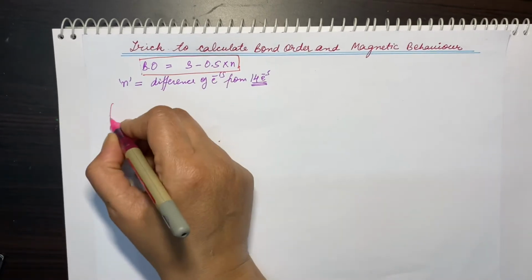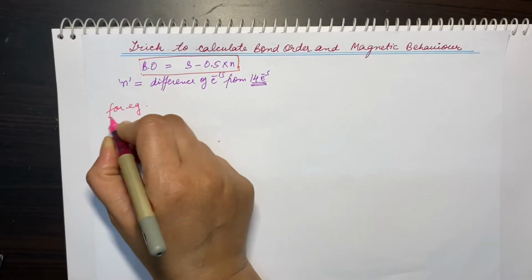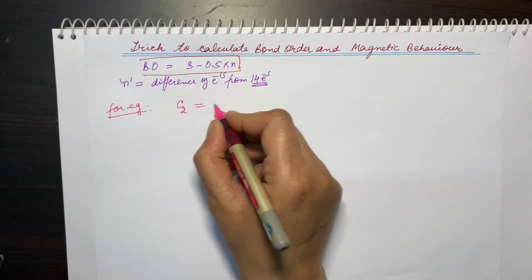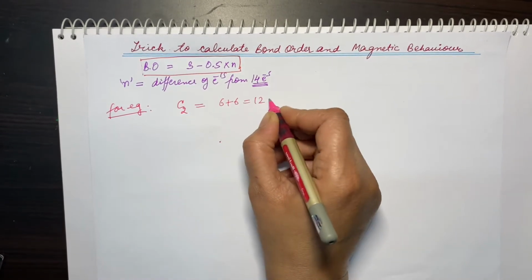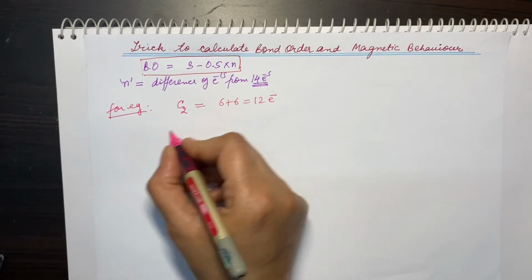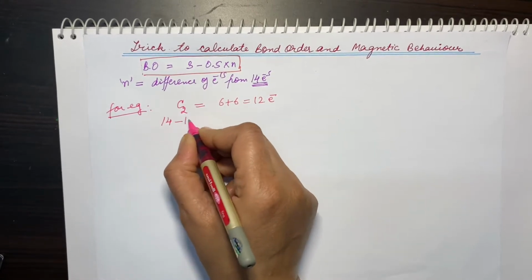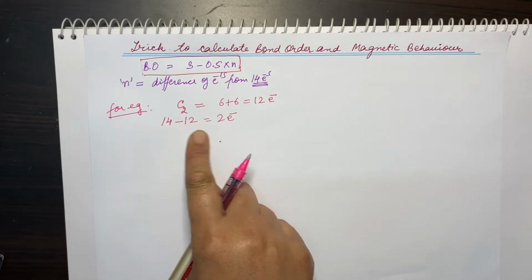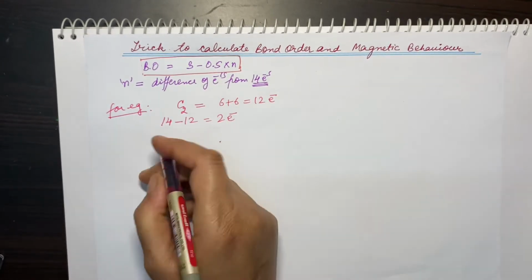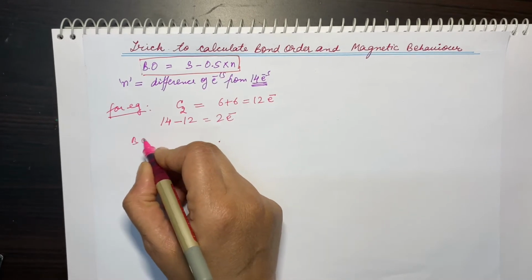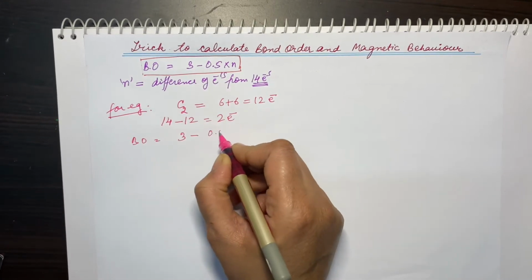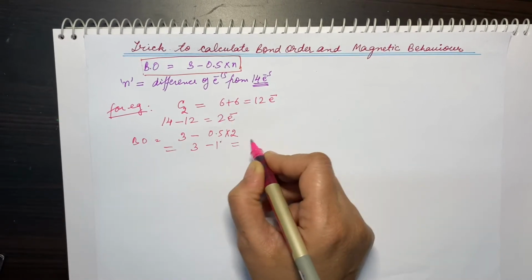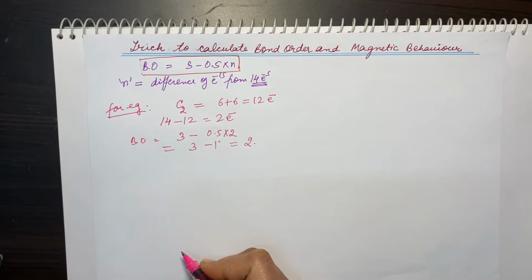जैसे फॉर एग्जाम्पल, अगर मानो हमें C2 का बॉन्ड ऑर्डर कैलकुलेट करना है, तो अब C2 में हमें पता है कि 6 + 6 12 इलेक्ट्रॉन्स होते हैं. And what is the difference? The difference is of 2 electrons. 14 में से 12 को माइनस करो, 2 electrons. Just 3 minus 0.5 into 2. Simple, you will get 3 minus 1, or you can say 2. The bond order comes out to be 2.